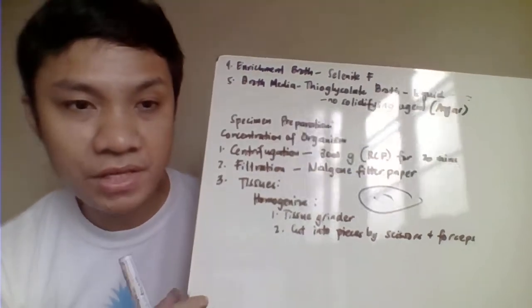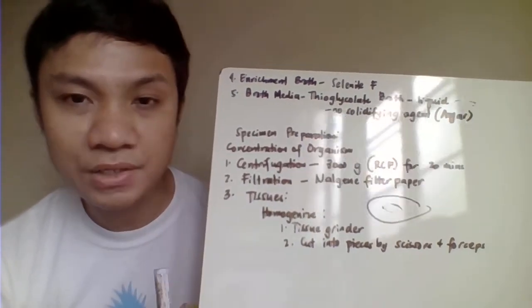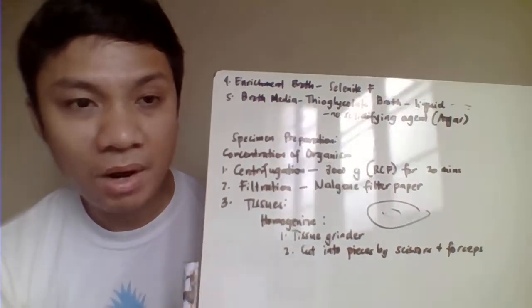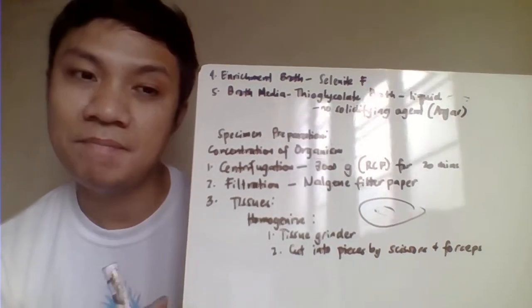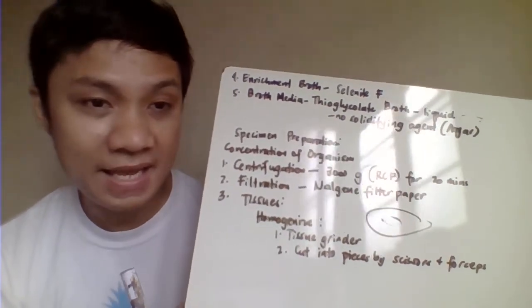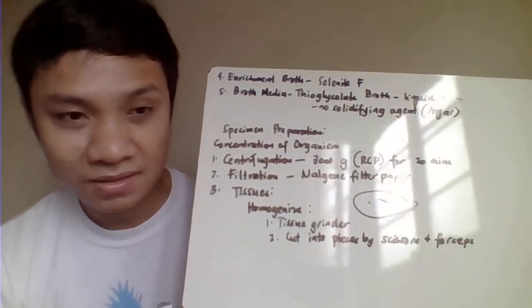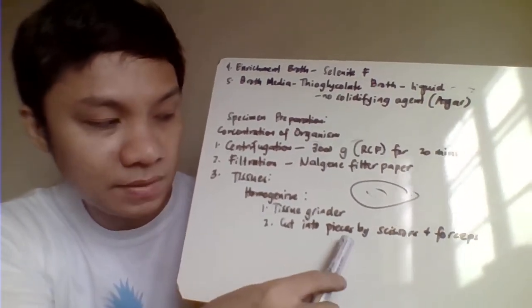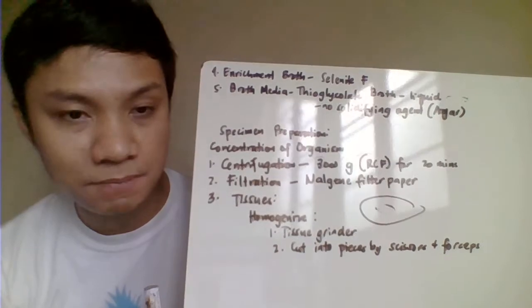On the other hand, we have tissues. You need to homogenize your tissue with a grinder. The problem with the grinder is that some bacteria might die if you grind. So the safest is to cut the tissue into smaller pieces with scissors and forceps.